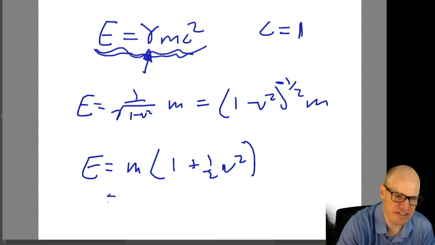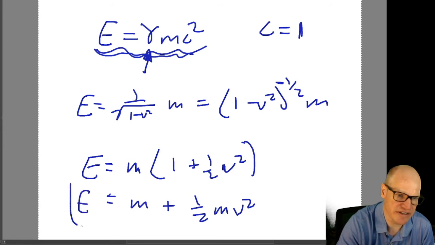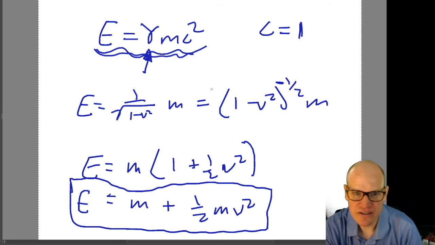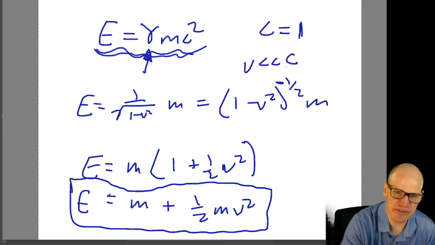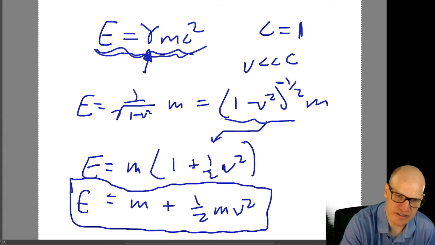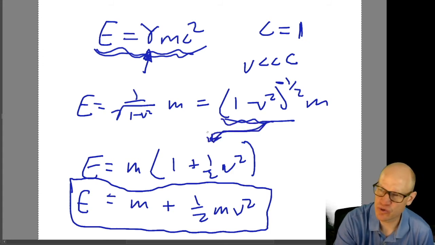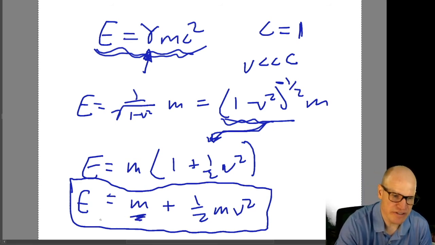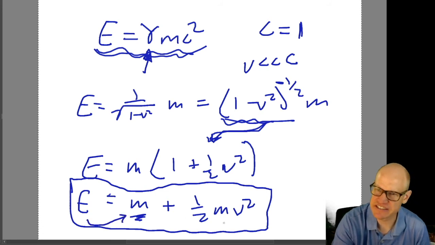All right, now I'm going to expand this again. I get m times 1, plus 1/2 mv squared. The total energy of the system is this quantity right here. So at low speeds, where v is much, much less than the speed of light, I can do this approximation, where I take actual gamma and approximate it as the lowest order approximation of gamma. And I get this: when the velocity is 0, the energy is equal to the mass.